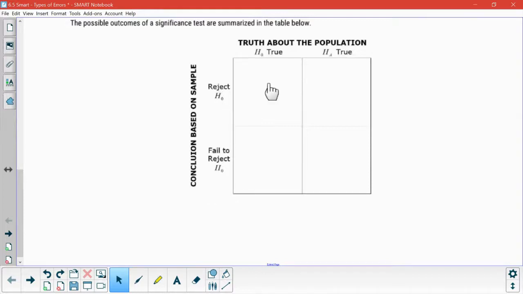So let's get started with what happens when the null is true. The null is true, however, we rejected it. Well, that's going to be our type 1 error, our alpha. Now, if the null is true and we fail to reject the null, meaning we say it's true, we're going to get a correct conclusion. And that's kind of boring because we just proved that whatever claim they made is true. So we just kind of backed up what they said.